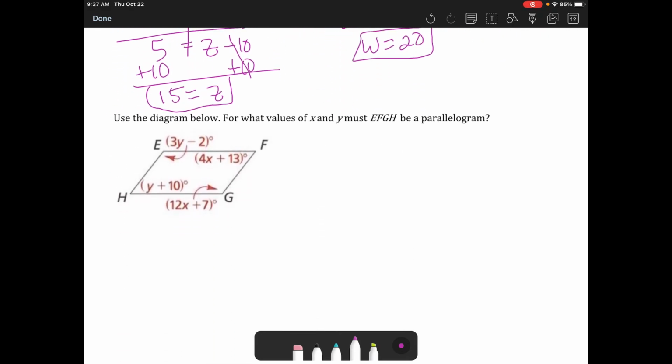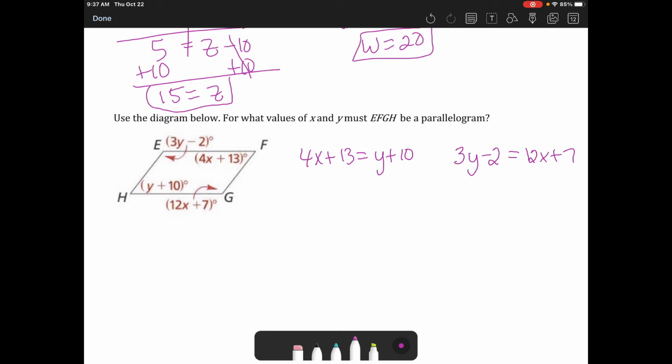Again here, opposite angles are congruent. So 4x plus 13 is equal to y plus 10. And then 3y minus 2 is equal to 12x plus 7. Now, you can use systems of equations to solve for this one.